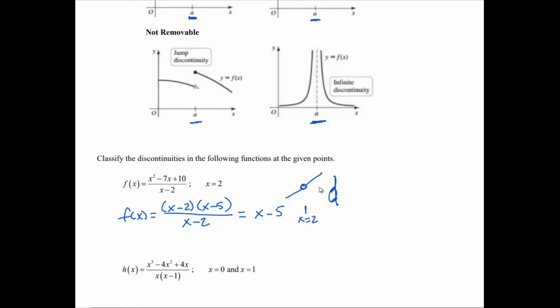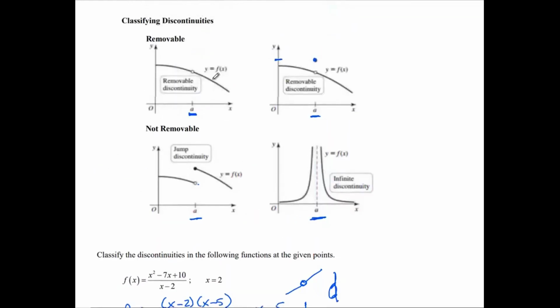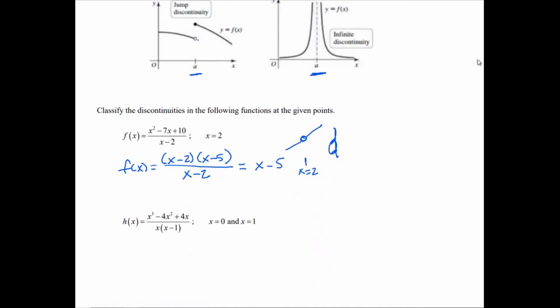So the limit would exist as x approaches 2. The limit would be -3, but f of 2 does not equal that. It is undefined there. So that would be a removable discontinuity like this first one up here. So I would say removable discontinuity at x equals 2.